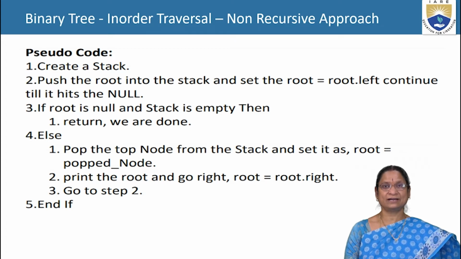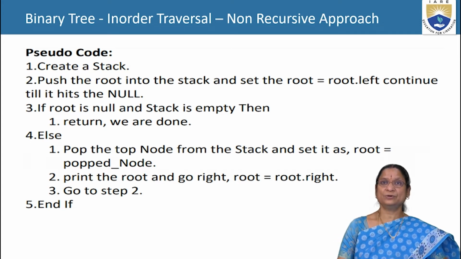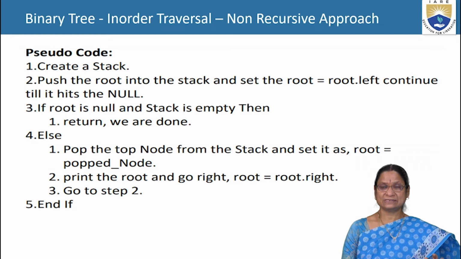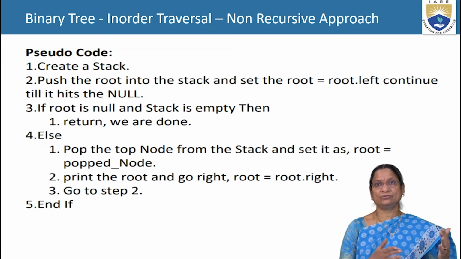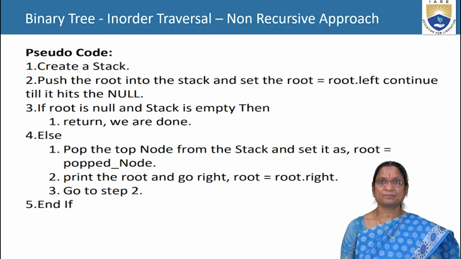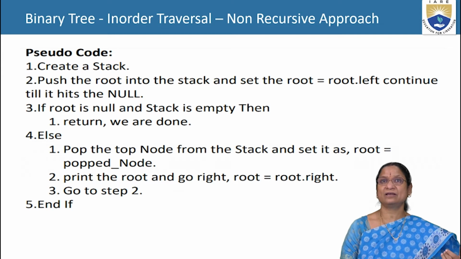It is an in-order traversal. In-order means we have to first traverse left, then root, then right. So this is the way we are going to follow. Push the root into the stack, then root is equal to root dot left. That means we are continuing to the left side, the left subtree. This process is continued till it hits a null value, which means no further left children are there.